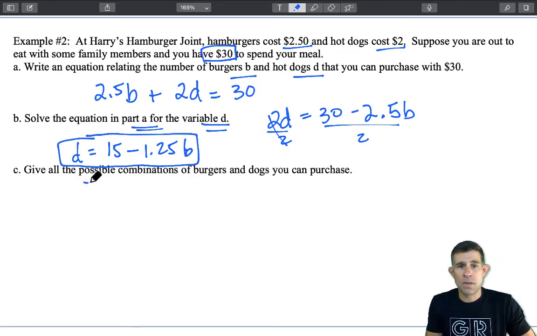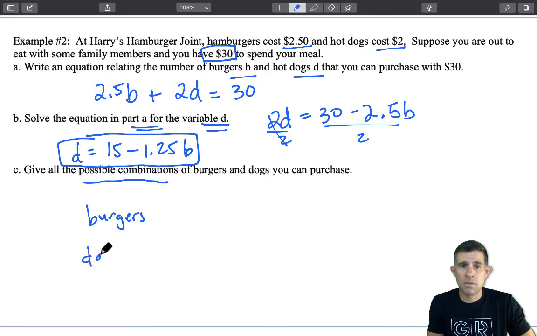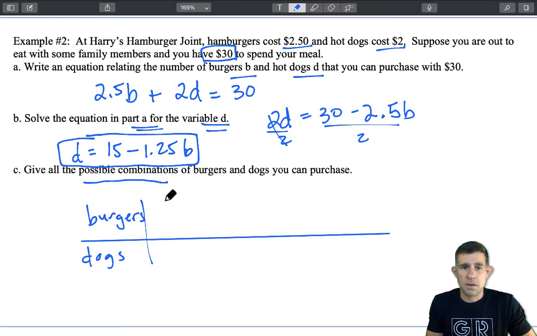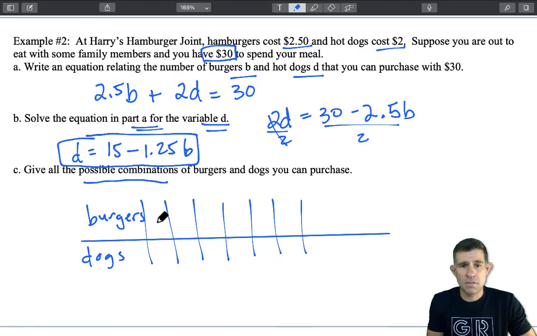So next up, we want to give all the possible combinations of burgers and dogs you can purchase. I'm going to make my table this time horizontal rather than vertical. Either way is acceptable. So we'll just do burgers here and dogs. We can possibly buy 0 burgers. If we buy 0 burgers, we'll have $30 to spend on hot dogs, which would be 15 dogs.